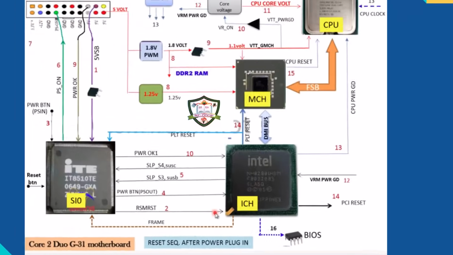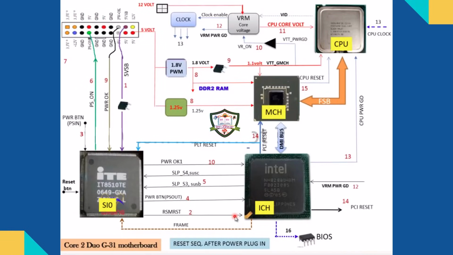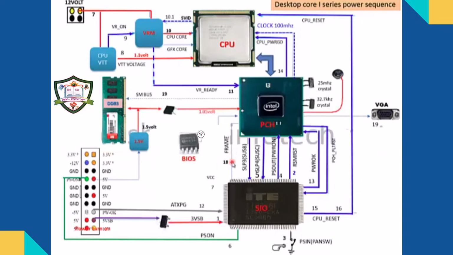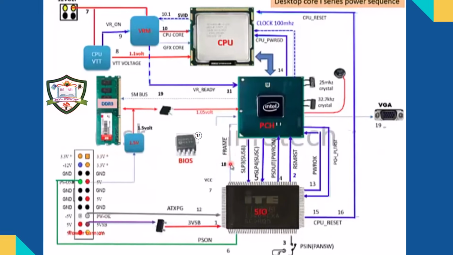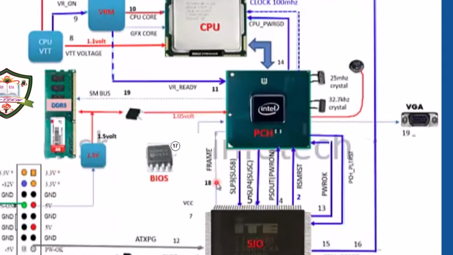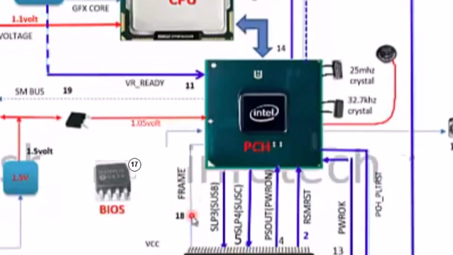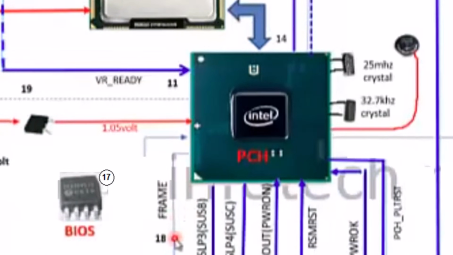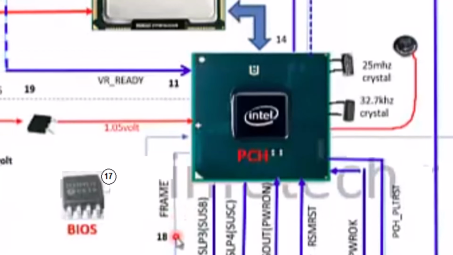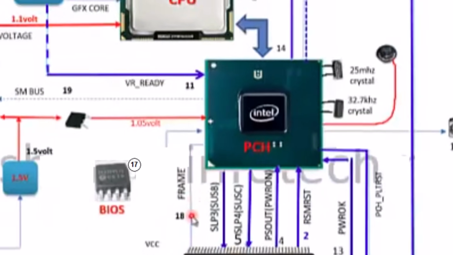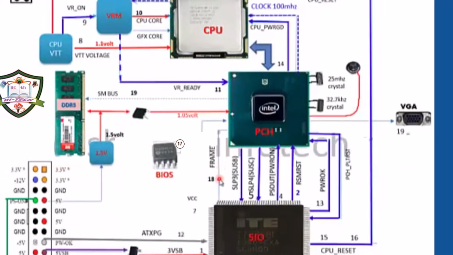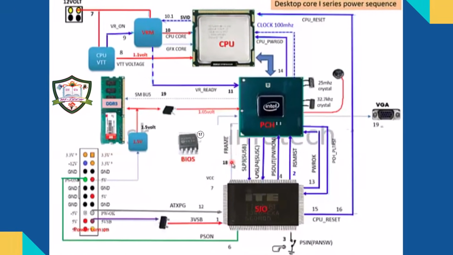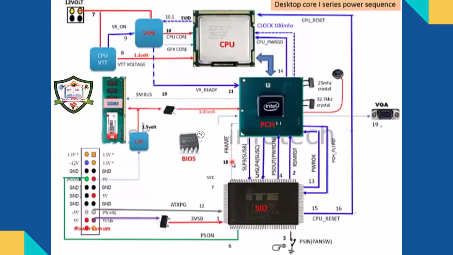Moving forward to more modern designs, let's examine the Core i-series power sequence. While the logic remains similar, the architecture changes because the Northbridge and Southbridge functions are now combined into a single PCH, or platform controller hub. In these systems, we start with 3 VSB power reaching the CO. The interaction between the CO and PCH involves specific signals like SLP_S3, S4, and S5.